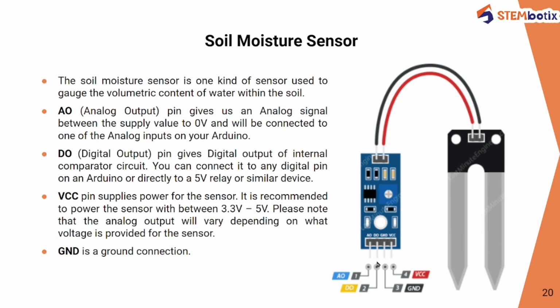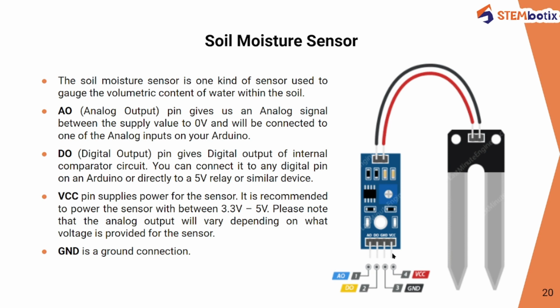After that we have D0, which is also referred to as the digital output pin. This digital output pin gives the digital output of the internal comparator circuit. Means it has an internal comparator circuit, and using this pin you can get the digital output of that comparator. Also, you can connect it to any digital pin on Arduino or directly to 5 volts.